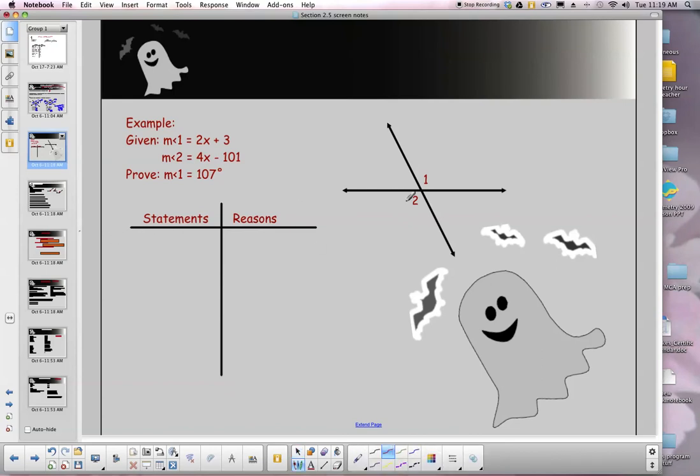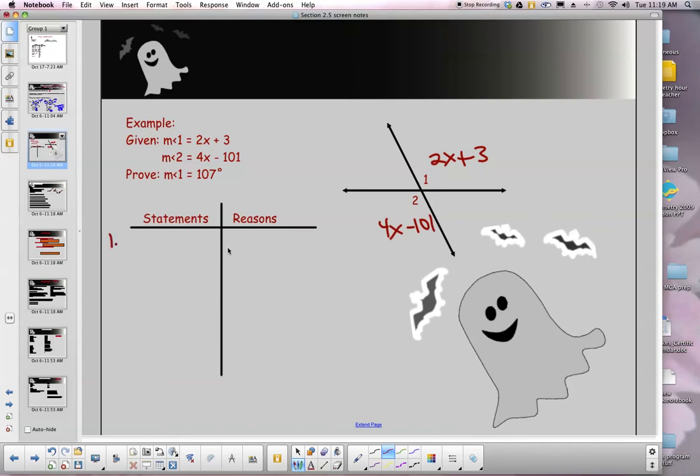So let's look at this proof. What are we trying to do? We're given that the measure of angle 1 is 2x plus 3. We're given that the measure of angle 2 is 4x minus 101. And we're trying to prove that the measure of angle 1 is 107.